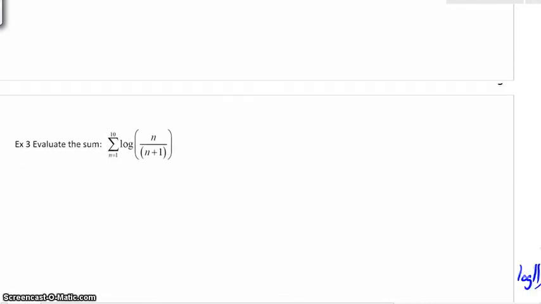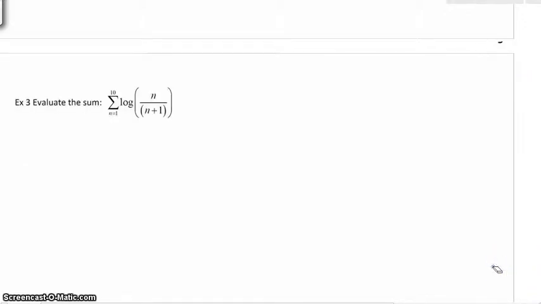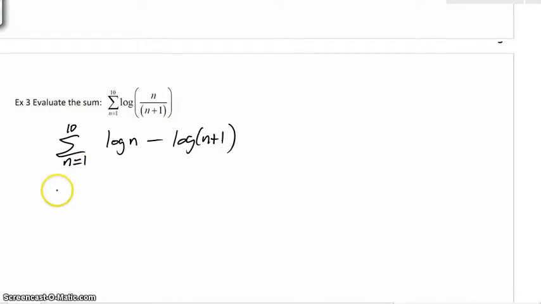Let's take a look at our last one. Sometimes kids look at number 3 and they're saying, you're telling me this is telescoping? You've got to be kidding me. It doesn't go off towards infinity. No, it doesn't. But one of the most famous properties of logs is the division property. This is log of n minus the log of n plus 1. Oh my goodness, look at that. Partial fractions can have this form. Let's start working it out.